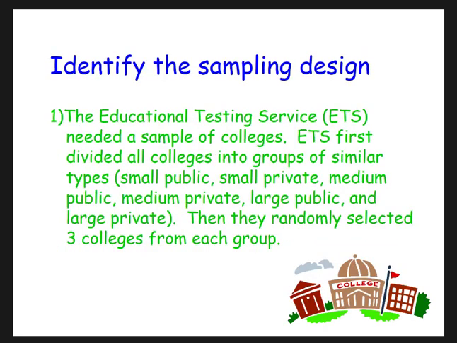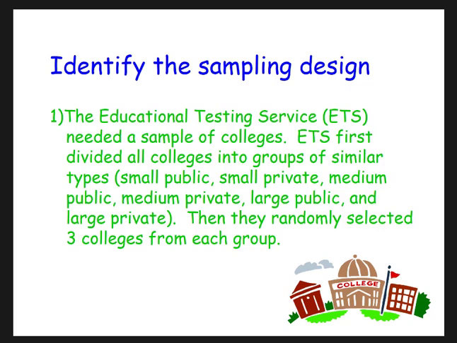Now, identifying the sampling design that we want to use. The Educational Testing Service, ETS, needed a sample of colleges. The ETS first divided all colleges into groups of similar types: small public schools, medium private, and so on. Then they randomly selected 3 colleges from each group. Since they divided the population into groups, there are 2 possibilities: it could either be a cluster sample or a stratified sample.